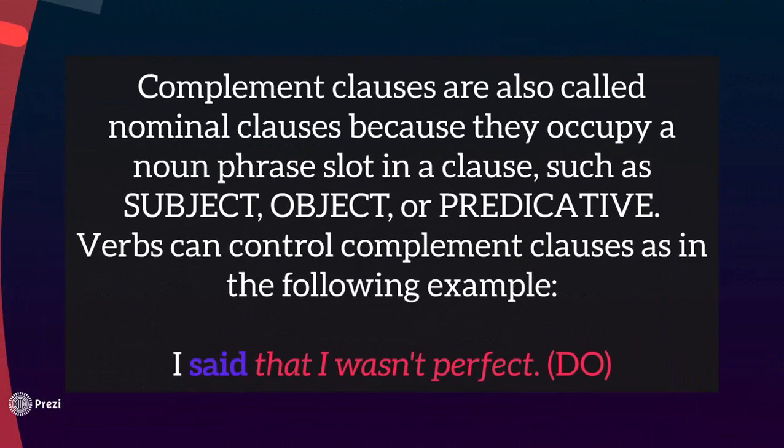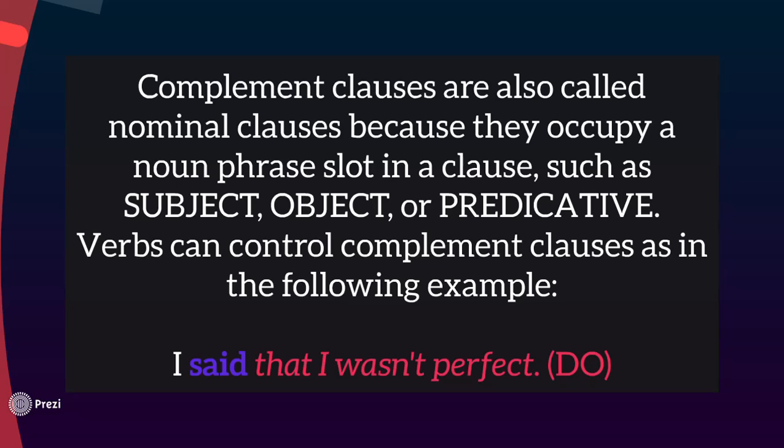Complement clauses are also called nominal clauses. This is because they can occupy the slot of a noun phrase within a clause. In brief, complement clauses can function as the subject, the object, or the predicative of a clause. In this unit, we are going to see how complement clauses can be controlled by verbs or adjectives. So the following examples will be related to that.